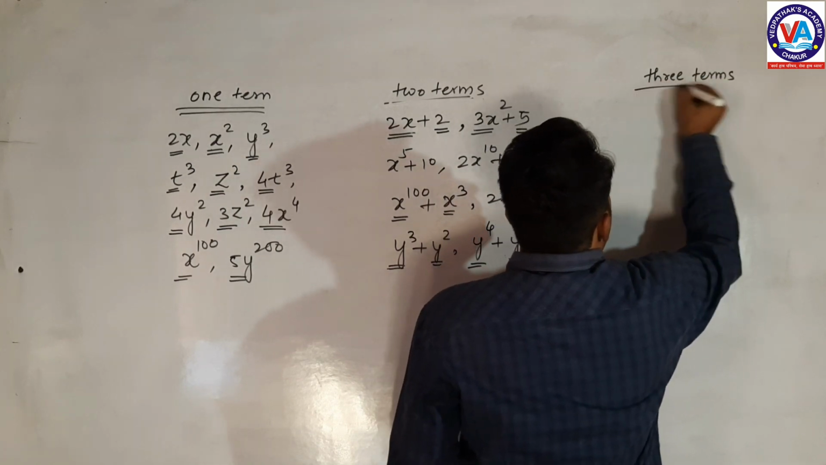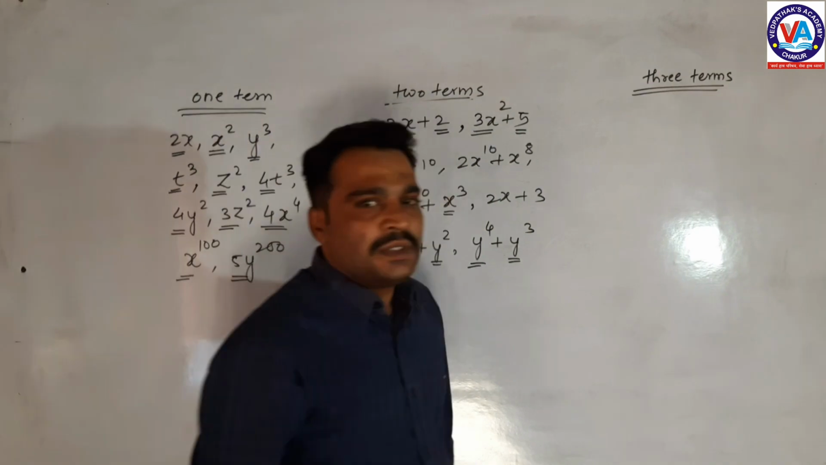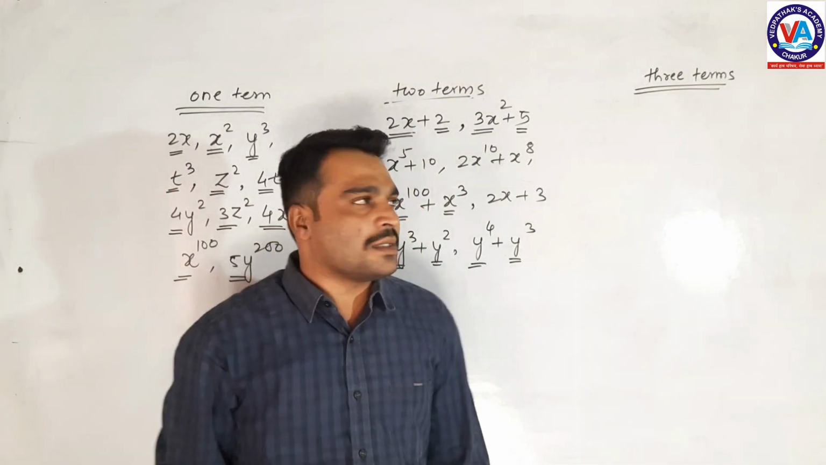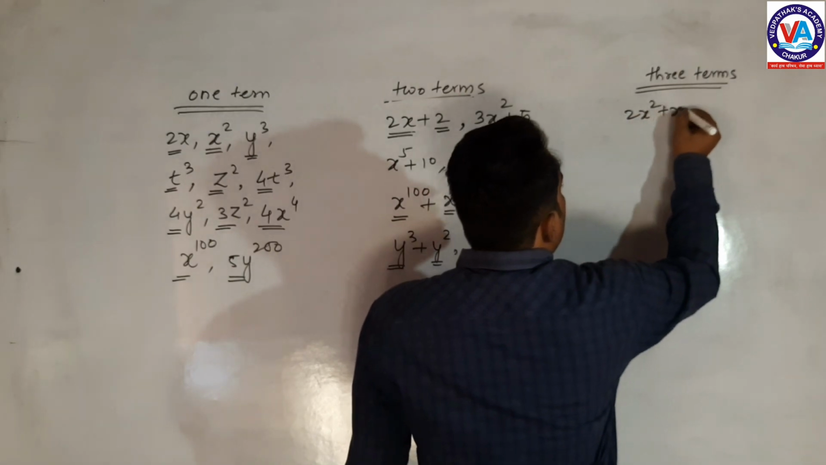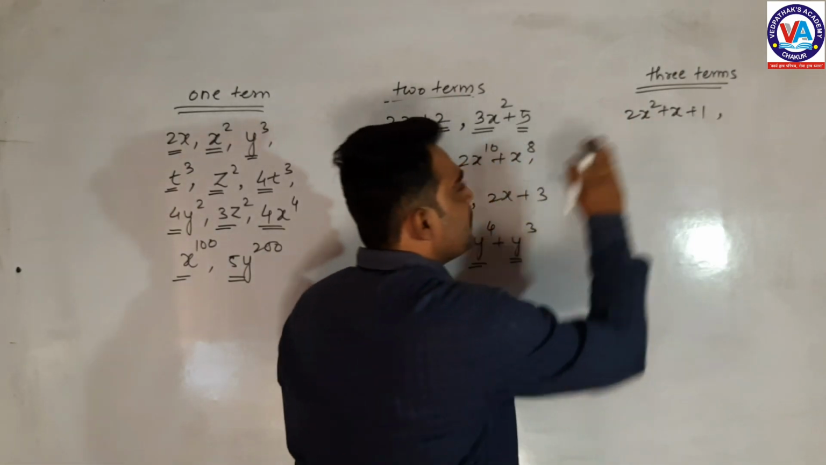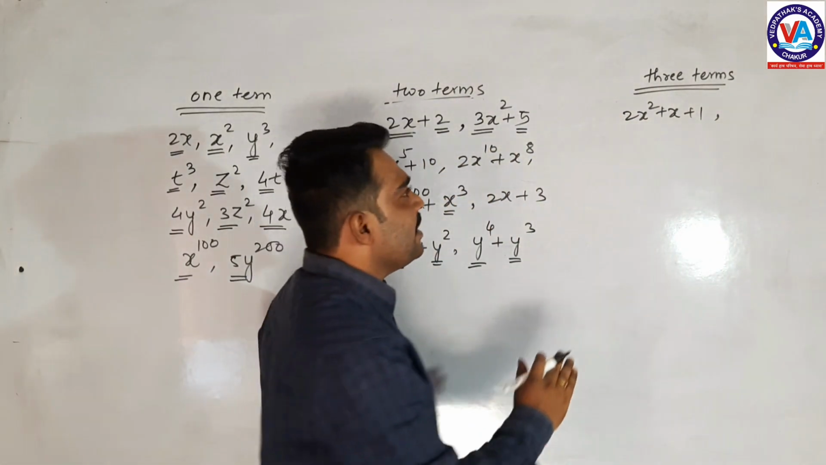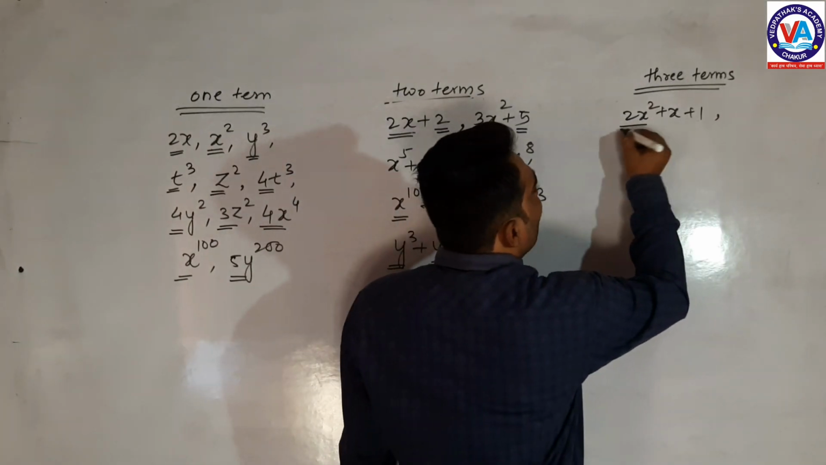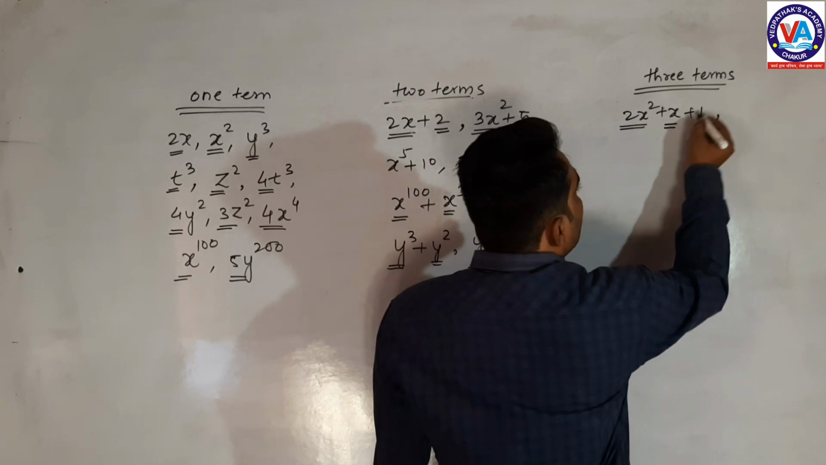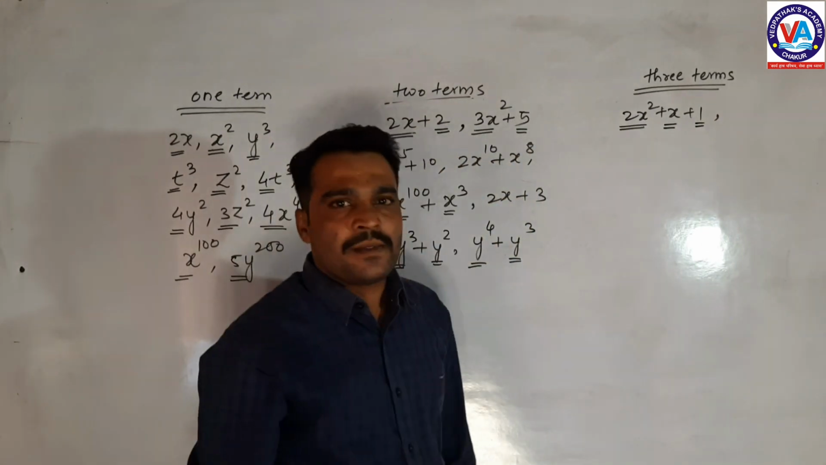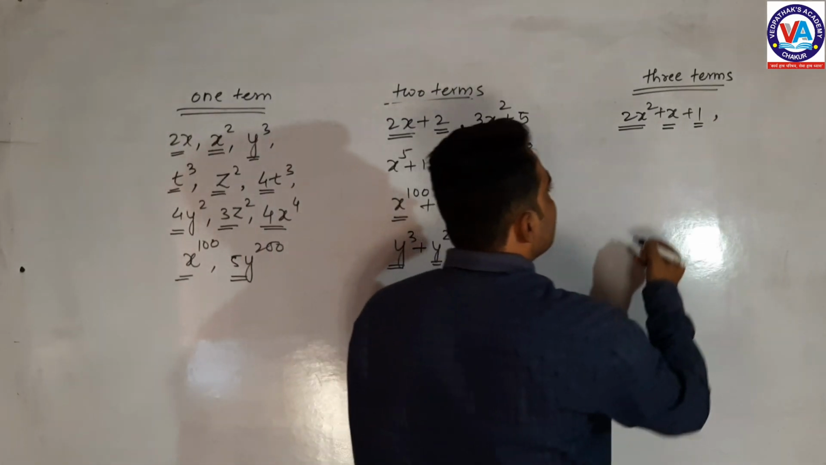The polynomials that are having three terms. तीन टर्म्स असलेले polynomials. आता तुम्ही लिहू शकता 2x square plus x plus 1. Now if you see, this polynomial is consisting of three terms. First term तुमची काय असणार आहे? 2x square. Second term तुमची काय असणार आहे? x. Third term will be what? Your 1.